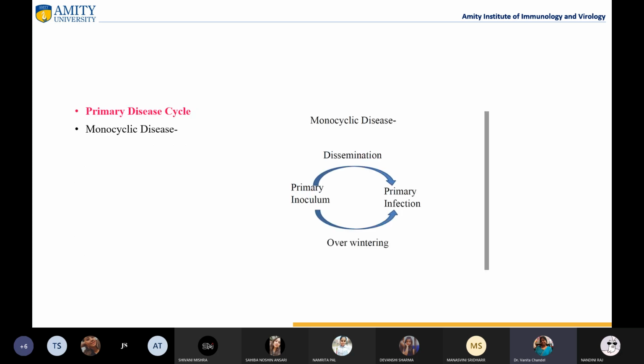Then there are certain terms such as primary disease cycle or secondary disease cycle, or monocyclic diseases or polycyclic diseases. As the name suggests, monocyclic diseases complete just one cycle in one particular plant. That's all, one cycle. That means they have a primary inoculum, which I'll discuss shortly. It gets disseminated and causes a primary infection. Then there's an overwintering stage, and this cycle goes on. So they have a single cycle in a particular season.